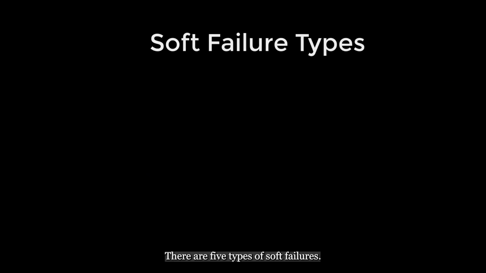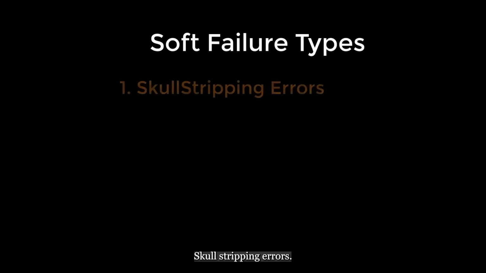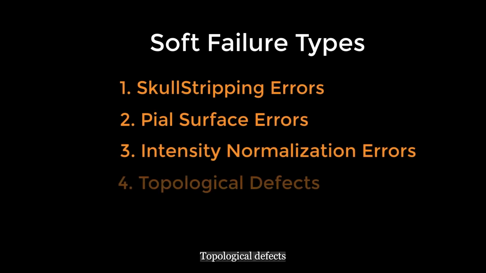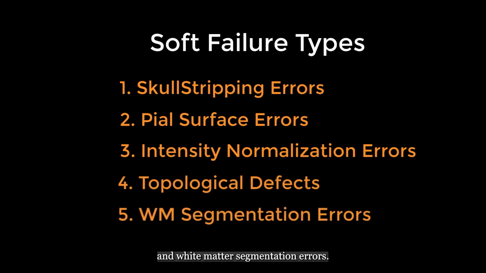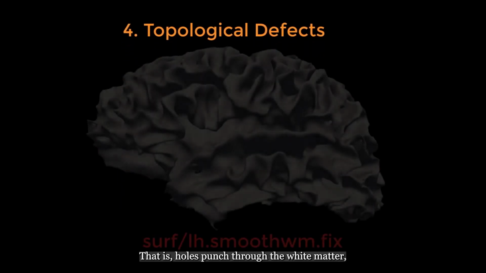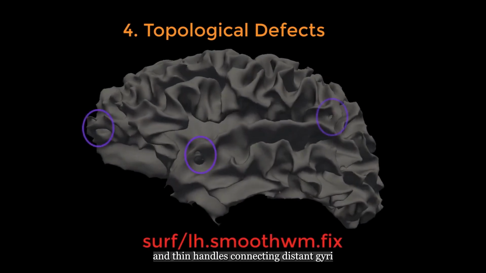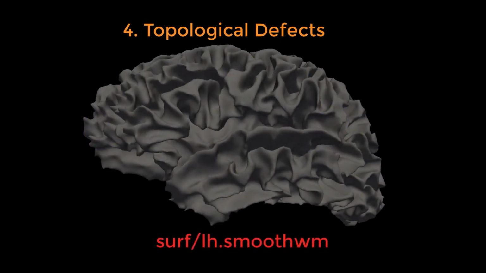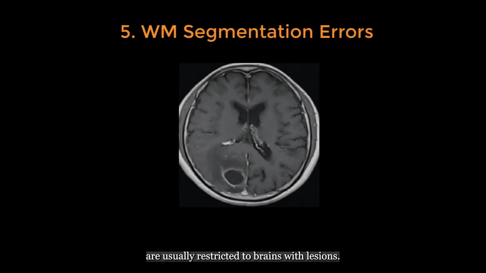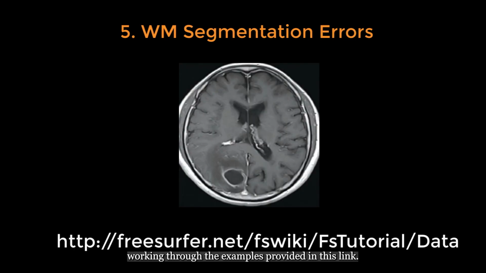There are 5 types of soft failures: skull stripping errors, pial surface errors, intensity normalization errors, topological defects, and white matter segmentation errors. A few words about these last 2 cases. Topological errors, that is, holes punched through the white matter, and thin handles connecting distant gyri, are usually fixed automatically by FreeSurfer. White matter segmentation errors are usually restricted to brains with lesions. To learn more about fixing these errors, I recommend working through the examples provided in this link.